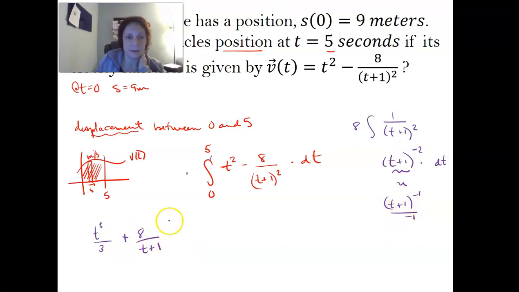So we get this, right? And we just have to evaluate that from 0 to 5. All right, so here we go. This is the part where I do arithmetic. All right, let's plug in a 5. So that's 5 cubed over 3 plus 8 over 6.